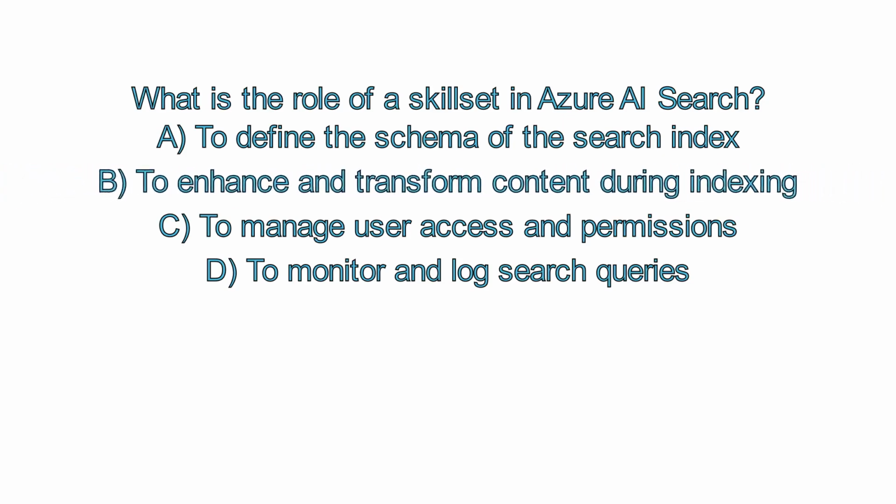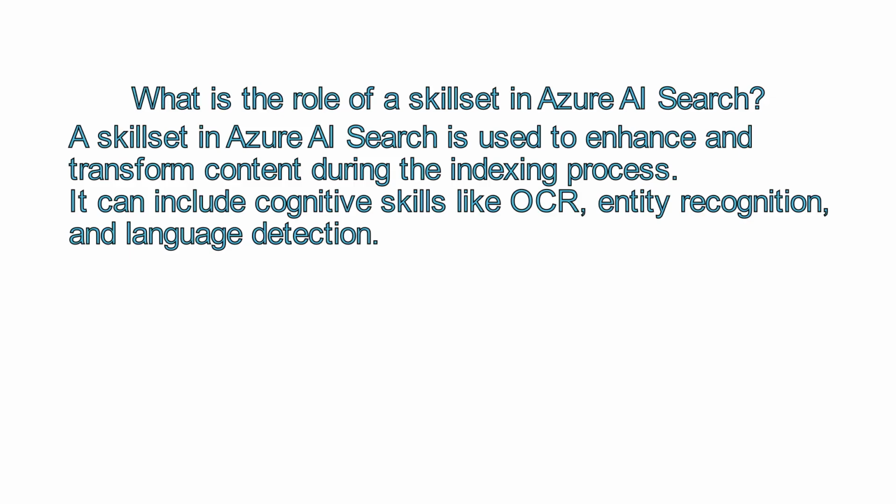The correct answer is B. To enhance and transform content during indexing. A skill set in Azure AI Search is used to enhance and transform content during the indexing process. It can include cognitive skills like OCR, entity recognition, and language detection.